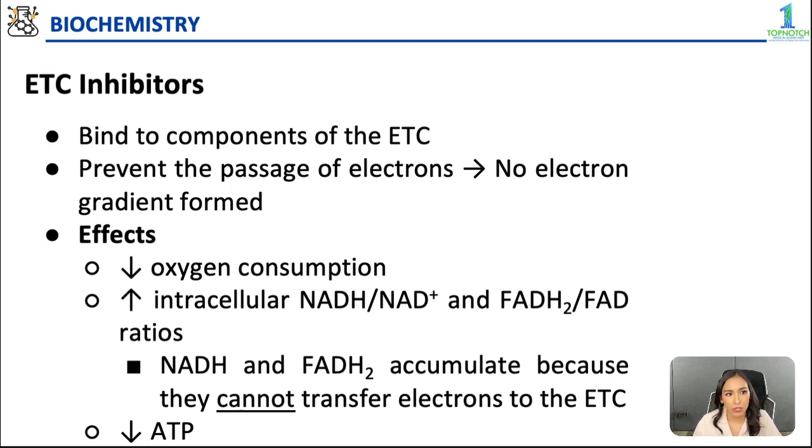So, ETC inhibitors bind to components of the electron transport chain and they prevent the passage of electrons. Kung hindi gumagalaw yung electrons, there is no electron gradient formed. Therefore, less oxygen consumption. Remember, oxygen is the final electron acceptor. So, kung walang electron na gumagalaw, wala ring tatanggapin yung oxygen. So, it's not consumed. And high intercellular NADH over NAD and FADH over FAD ratios. So, NADH and FADH2 accumulate because they cannot transfer electrons to the electron transport chain. And therefore, there is less ATP.